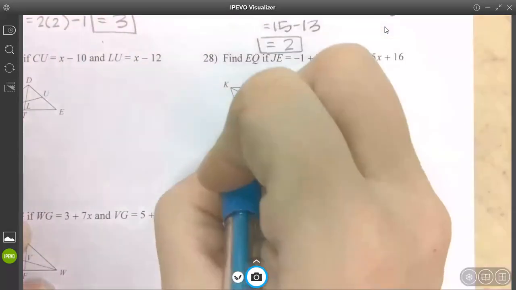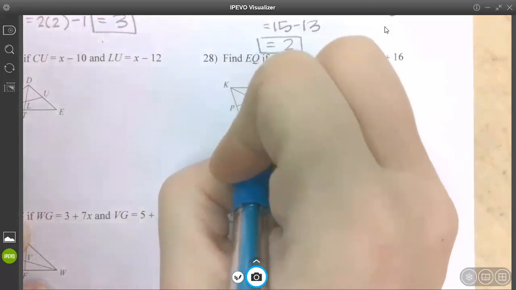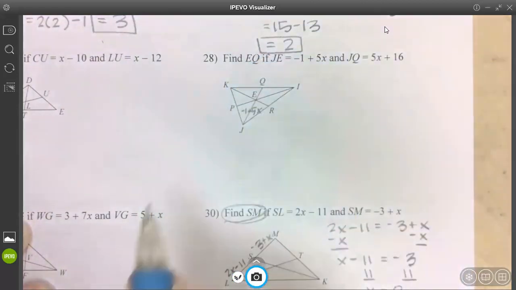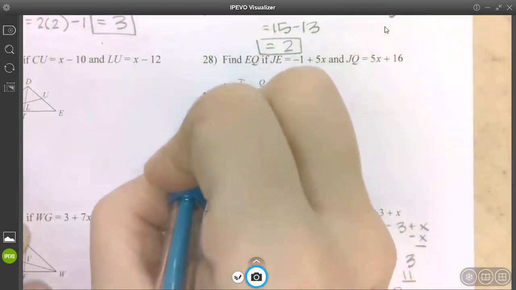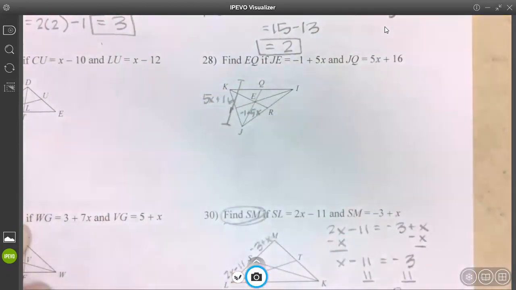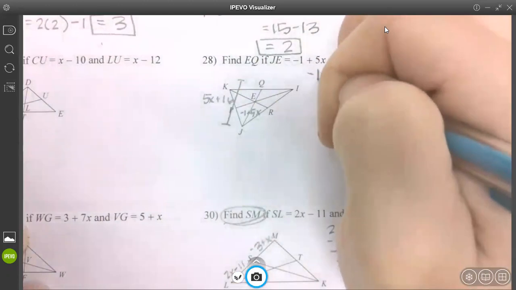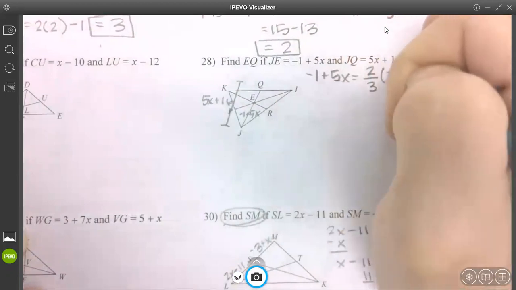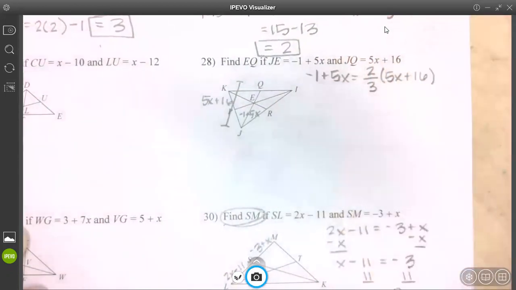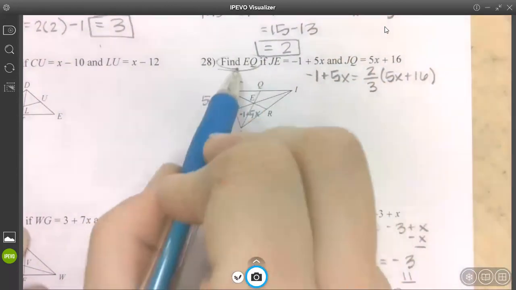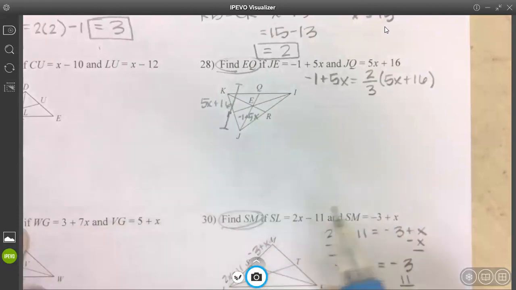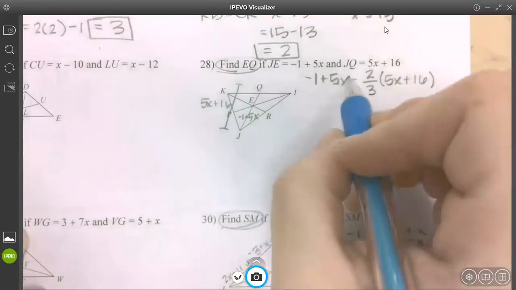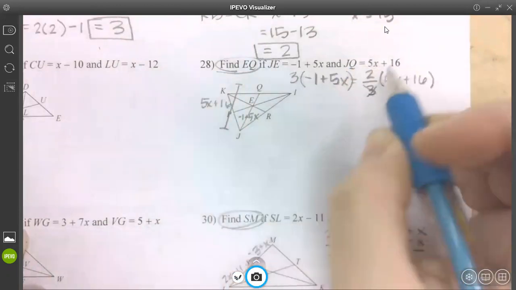It says JE, if you guys look, JE is the long part. JQ is the full part or the whole. So our formula says the long part, negative 1 plus 5x, equals 2/3 times the whole. Same exact problem, just got some different numbers. We're looking for EQ. So we're going to multiply by 3 to begin with to get rid of that.